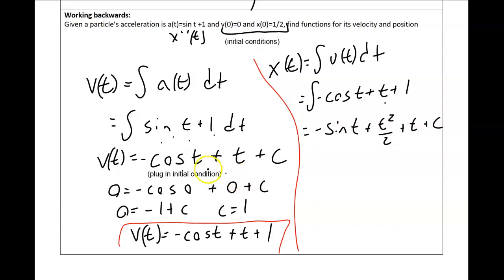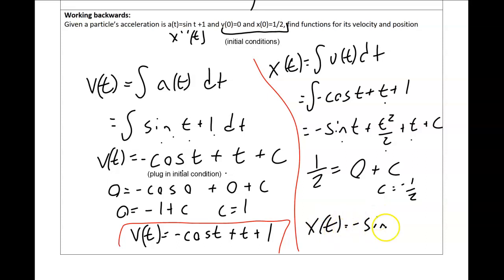And then I'm going to go back to my initial condition. I know that when I plug in 0, I should get 1/2, and this is kind of a nice one. Because I get 1/2 is equal to sine of 0 is 0. This is 0. This is 0. So I get 0 plus c. So c is negative 1/2. And then my function x of t becomes negative sine of t plus t squared over 2 plus t minus 1/2.